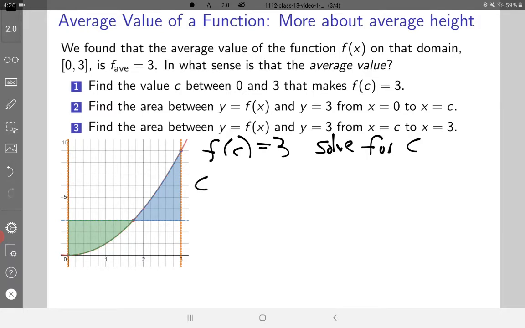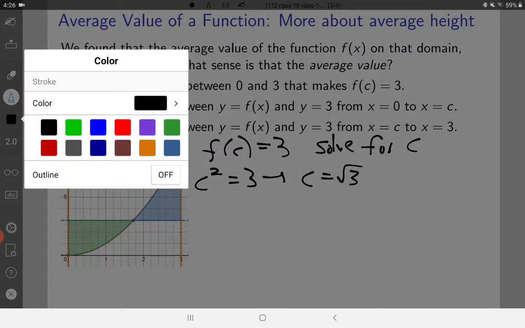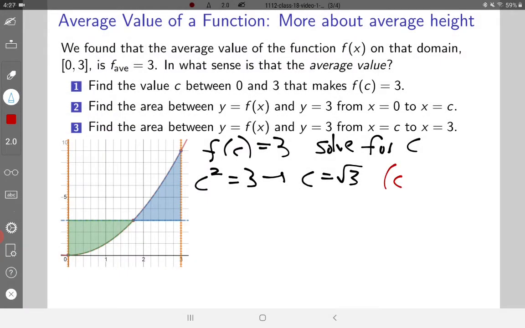So in this case, f of c is c squared. When does that equal 3? Well, I'm going to get c equals root 3. Technically speaking, c could be negative root 3, but that's not in the domain that we're talking about, between 0 and 3. So I'm going to ignore that one.